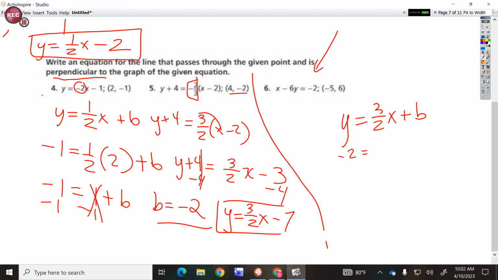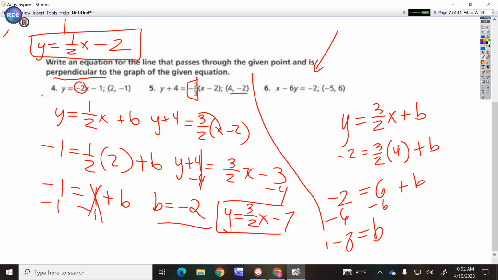Negative 2, 4 for x. Now, there are 2 questions on the EOC for sure, at least, where your equation has a fraction in it. So if in one case you get a fraction, it's okay. Leave it as part of your answer, as long as it's simplified. All right? So let's solve this. This gives me 12 divided by 2, which is 6. So what do I got to do to both sides here? Minus 6, which gives you b equals negative 8. Now we have the real equation. y equals 3 over 2 x minus 8.